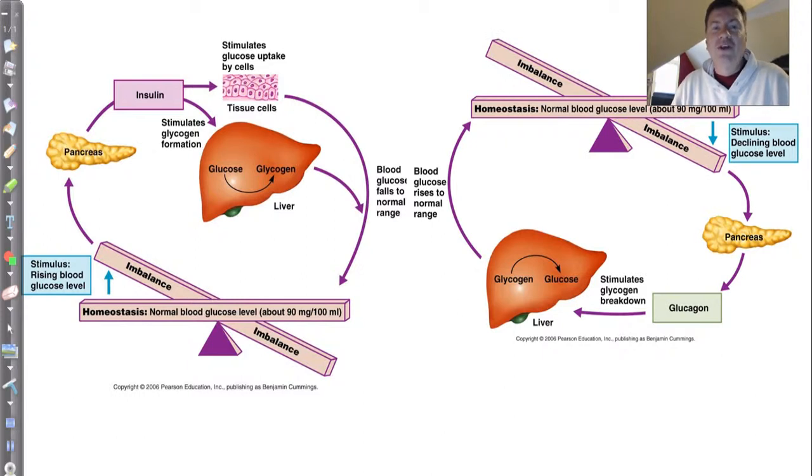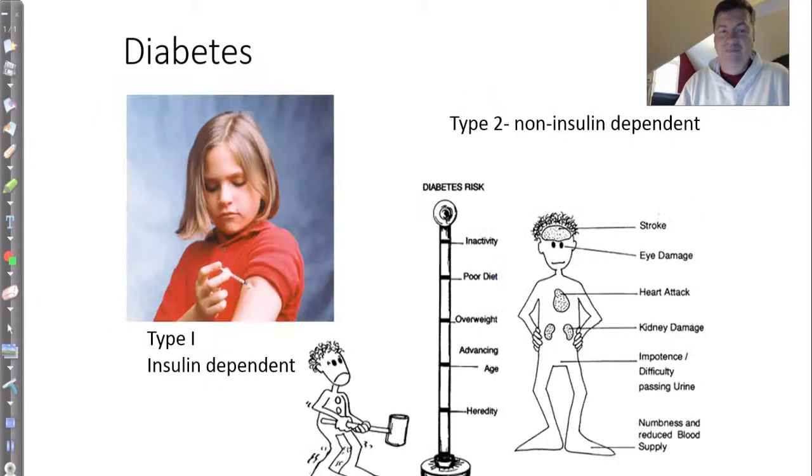relationship between glucagon and insulin. How does insulin change blood sugar? How does glucagon change blood sugar? And why are they considered antagonistic?